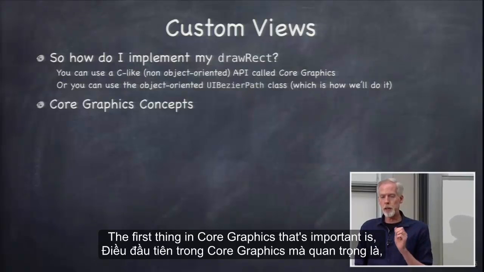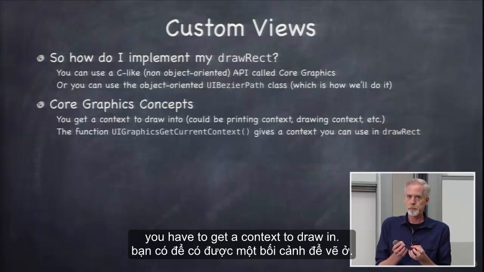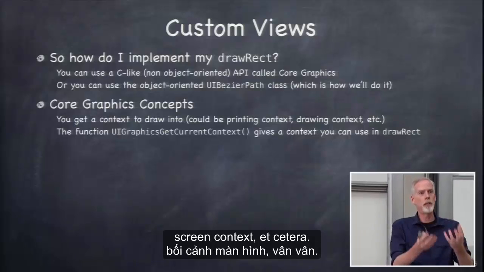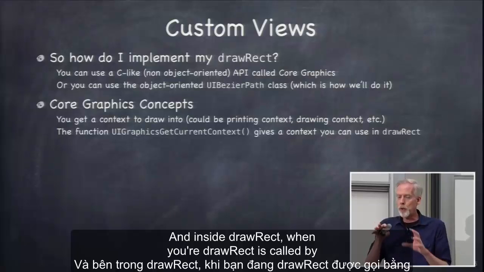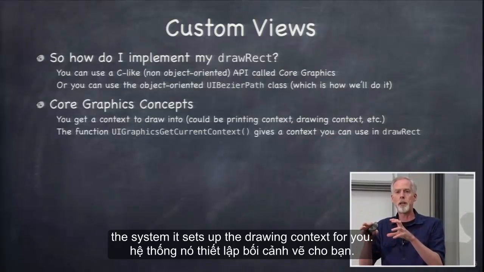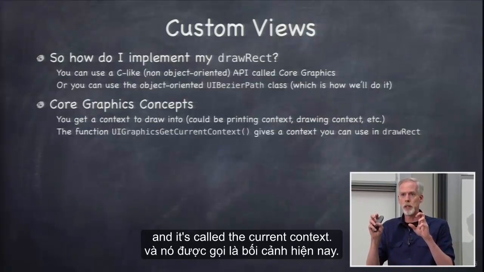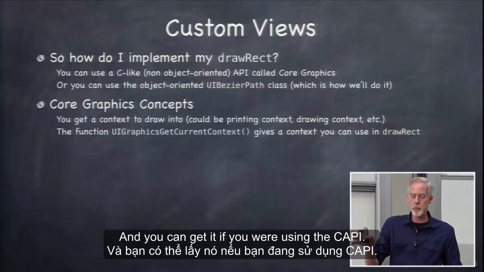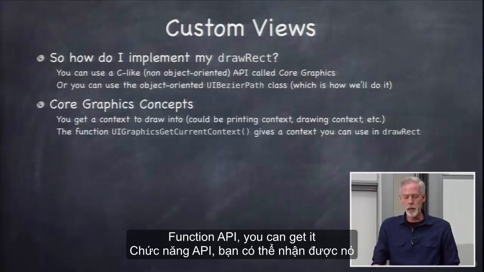The first thing in Core Graphics that's important is you have to get a context to draw in. So if you're printing, you'll have a printing context. If you're drawing on screen, you'll have a draw on screen context, etc. And inside drawRect, when your drawRect is called by the system, it sets up the drawing context for you. So it's automatically set up, and it's called the current context, the current drawing context. And you can get it if you were using the C API, or C-like API. It's still Swift, but it's a functional API.